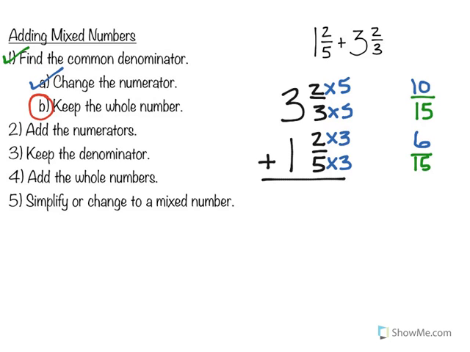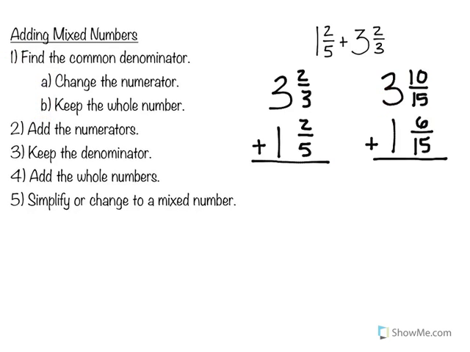Just like if you were to have $3.50, it doesn't matter how I give you that 50 cents, quarters, nickels, dimes, pennies, that $3 remains the same. Same thing goes with the $1. Now that you have found a common denominator, changed the numerators, and kept the whole numbers, it's time to add your numerators. So I'm going to take 10 plus 6 to get 16.